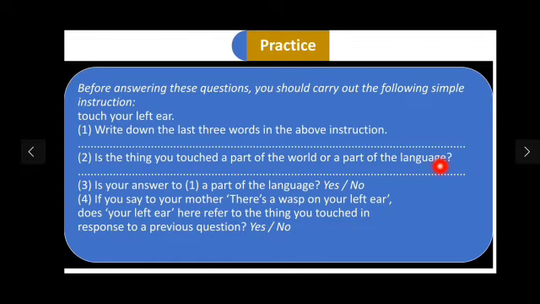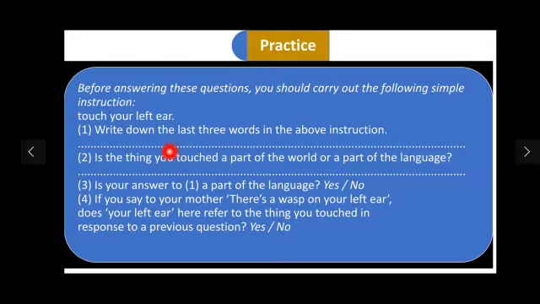Here we have some practice, and after this practice you would be in a better position to understand these concepts very well. Let's discuss. Before answering these questions, you should carry out the following simple instruction. What is the instruction? Touch your left ear. What do you have to do? You have to touch your left ear. Now, 1. Write down the last 3 words in the above instruction. So what are the last 3 words in the above instruction? Your left ear. These are the 3 words. Write them down here.